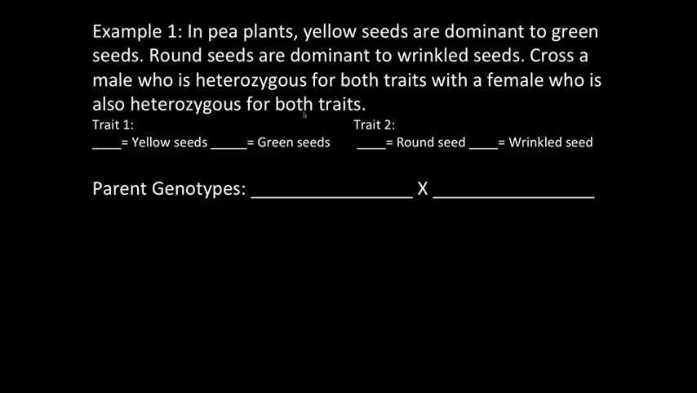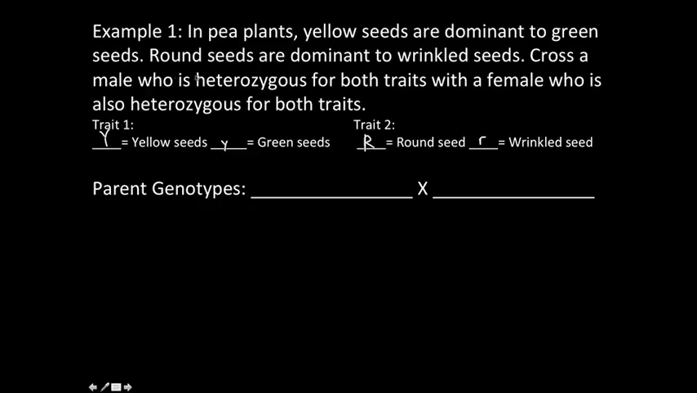So looking at this, first thing we want to take into consideration is what letters we're going to be using. So for yellow seeds, we'll use a capital Y. For green, since yellow is dominant over green, we'll use a lowercase y. Make sure that you make a big distinction between the dominant versus recessive in the case of y because the capital looks very similar to the lowercase. In trait 2, the second trait we're looking at in this dihybrid cross is round seed, and round is dominant. So round allele is dominant over the wrinkled allele, so we use capital R and then lowercase r for the wrinkled.